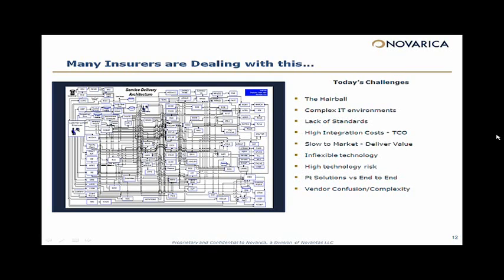Many carriers have a hairball type of technology architecture. It's a complex environment, with a lack of standards and lots of legacy sprinkled about that is inflexible technology, which makes it slow to deliver any business capability to the market quickly. There are high integration costs and very often a high total cost of ownership, because in order to estimate even making a change or introducing a new capability, developers have to go in and learn the way the code works right now, because very often things aren't documented and things are very complex.